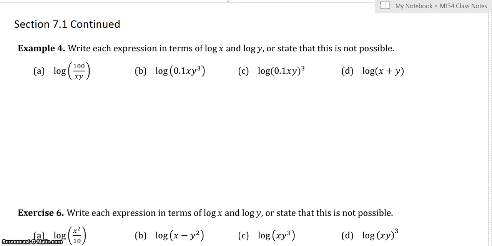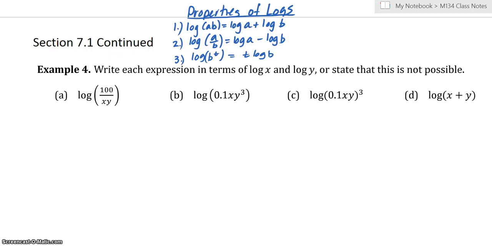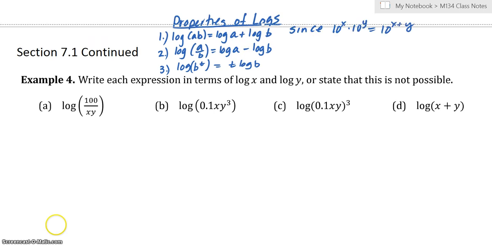If you remember, our 3 rules that we learned on the last exercise are the properties of logs. The first one was log of a times b. Notice on the left side it's 1 log, and that is going to be the log of a plus the log of b. And that is because of the law of exponents. If you had 10 to the x times 10 to the y, we know that we add the exponents. So if you multiply 2 things that are exponents together, you end up adding the exponents.